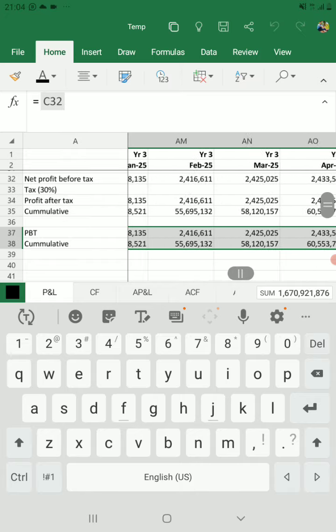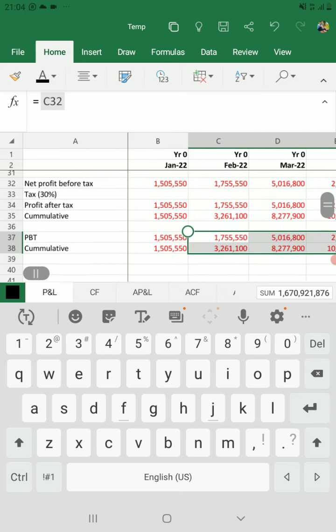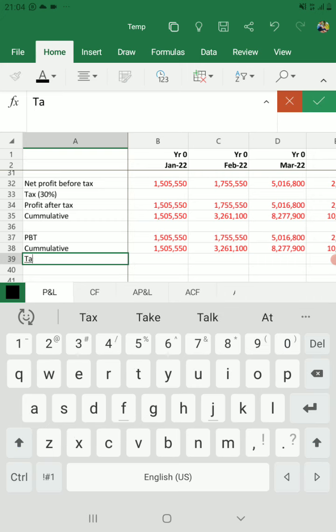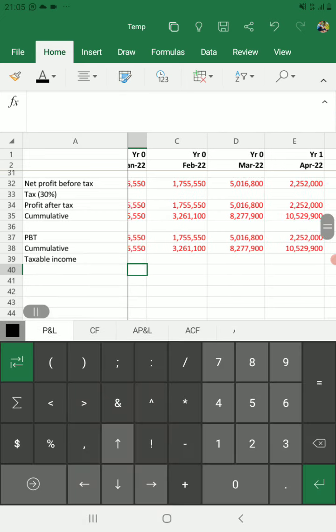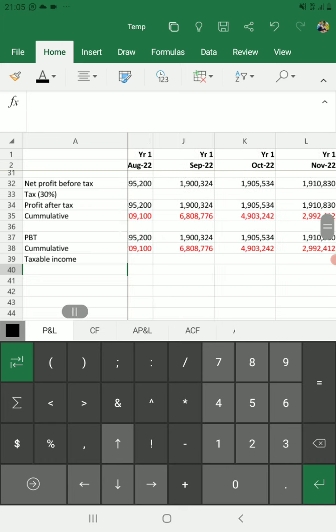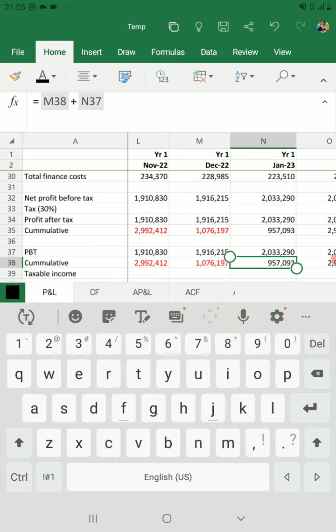Okay, now we need to establish what is taxable income. Taxable income, and in this case it will start, all this period here, we don't have taxable income because there were cumulative losses. Okay, so taxable income starts from here.